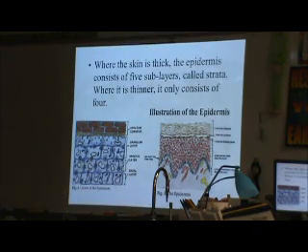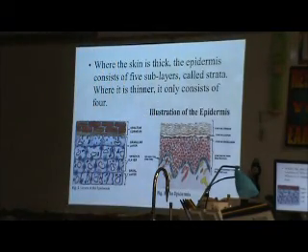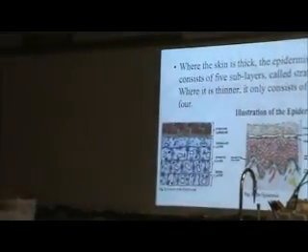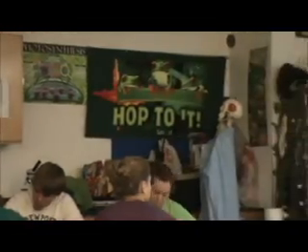So we're going to focus on the epidermis here at the beginning of the hour today and take a look at the five sublayers or strata that make it up. Hopefully you realize that your skin has different thicknesses. Some areas of our body have really thick skin. Some areas of our body have thin skin. Where it's thicker, that epidermis consists of five layers. Where it's thinner, it consists of four.